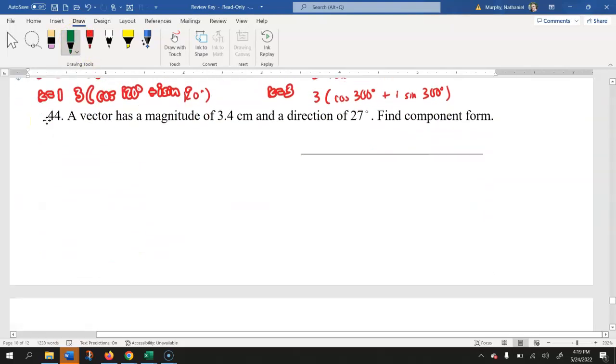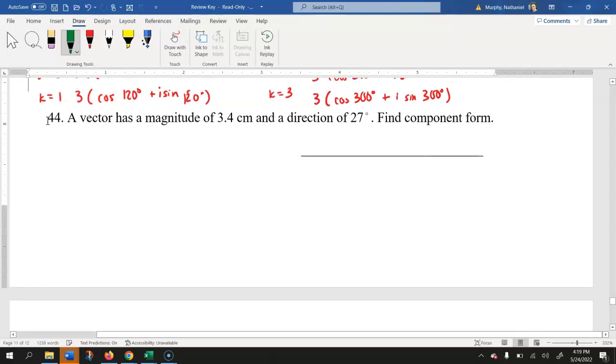All right, let's look at number 44. It says a vector has a magnitude of 3.4 centimeters and a direction of 27 degrees. Find component forms. Remember, that's just where we take r times the cosine of theta, r times the sine of theta. So in this case, our magnitude is 3.4.